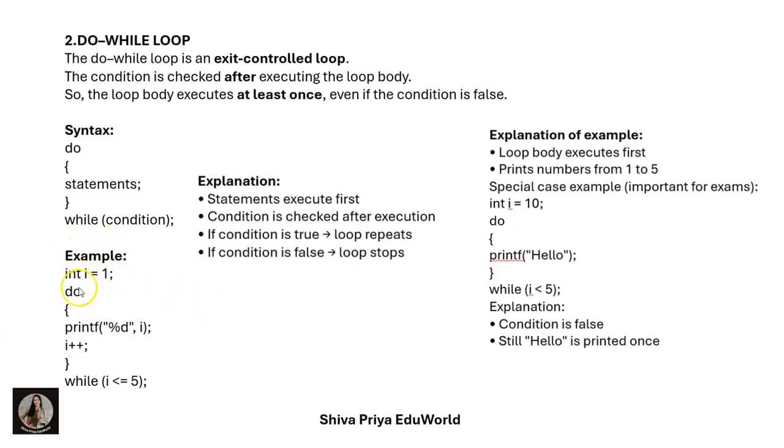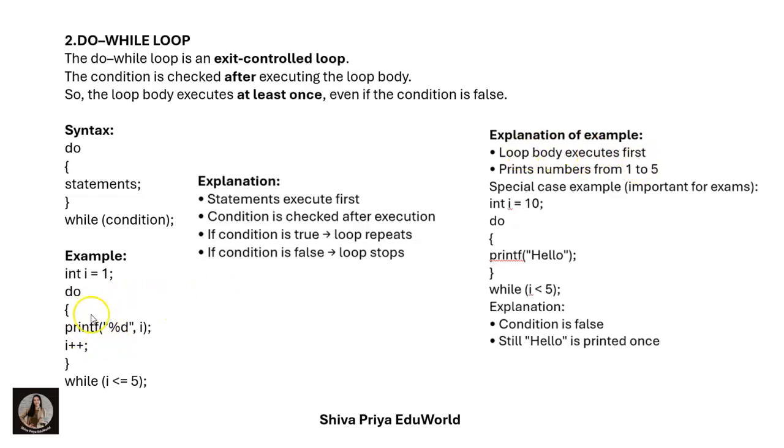int i = 1; do { printf("%d", i); i++; } while (i <= 5); It will execute this first. After that, it will check the condition, while i is less than or equal to 5. If the condition is true, then it will go back and print again and again. It will loop. Clear? The loop body executes first.